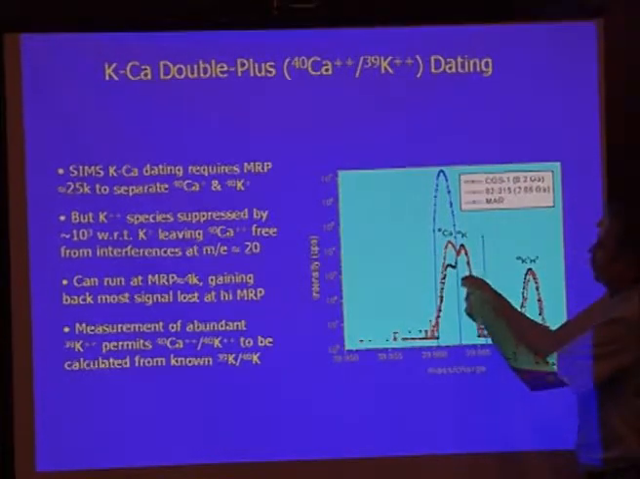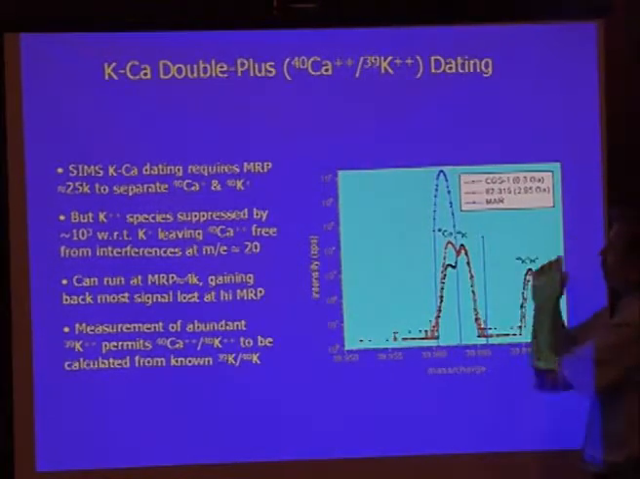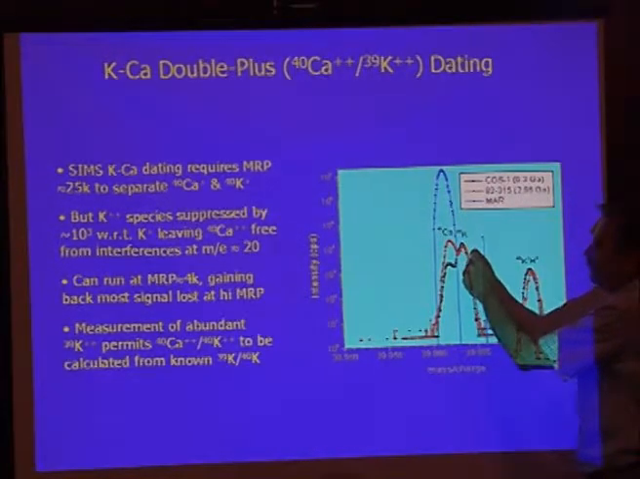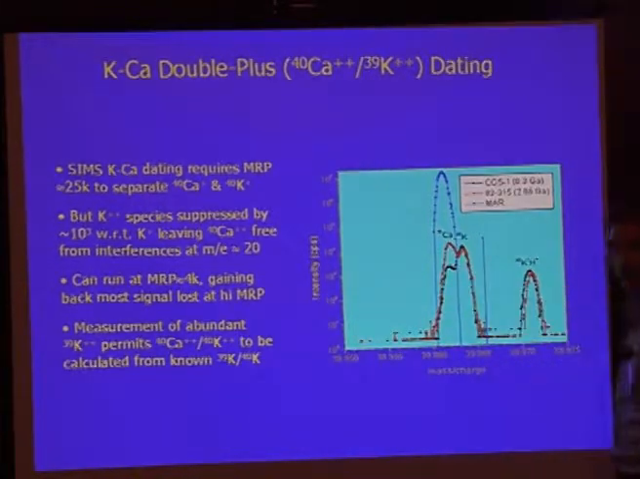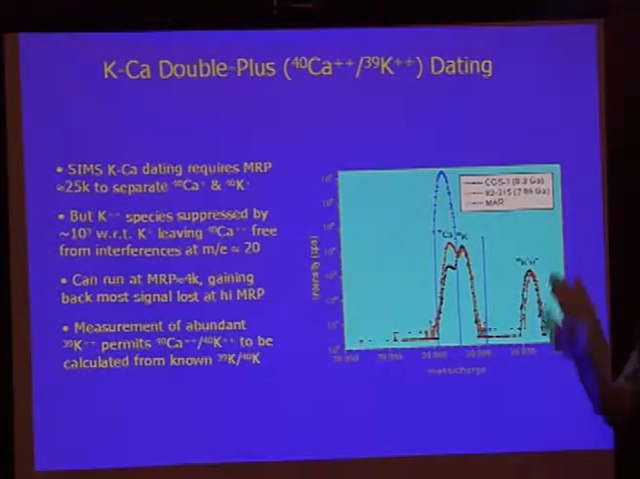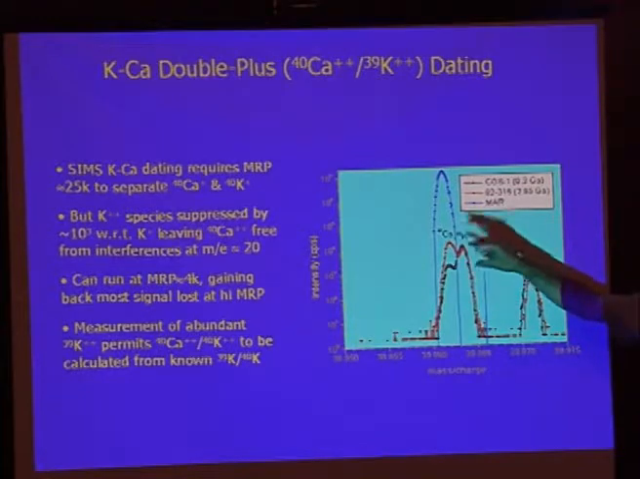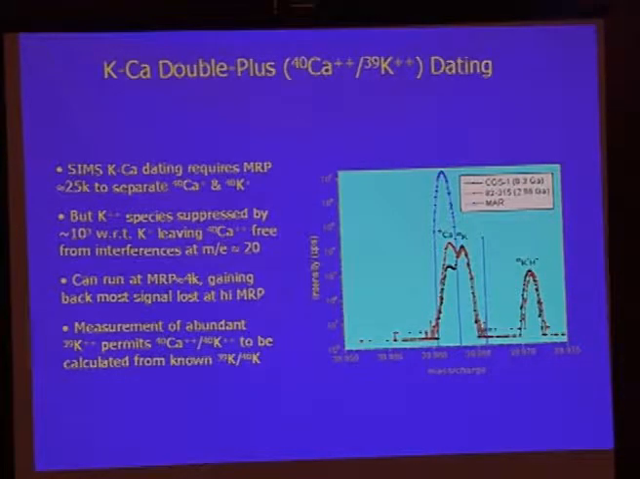In fact, here's a very old muscovite. Here's a 2.95 billion year old muscovite. There's the K-40 peak, the mass to charge, and here's the calcium. So we're almost there, and it's tantalizing. But when we actually try to use this to date, we don't have flat top peaks. It's a mess.